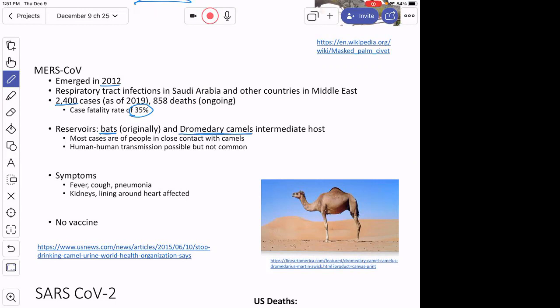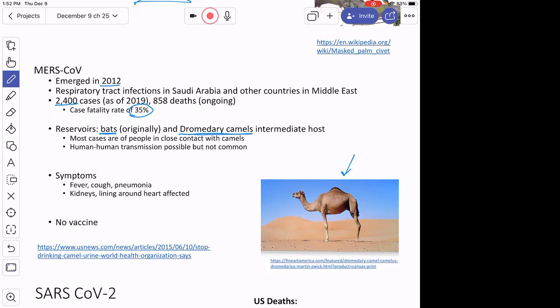So it's the Bactrian camels that have the two humps. The dromedary ones, which they use all over the Middle East, have one hump. And most of the cases are people that have come into contact with camels. People can spread it to other people, but it's less likely for that to happen. So more often, if somebody was in the same family or maybe a healthcare setting, that might happen.